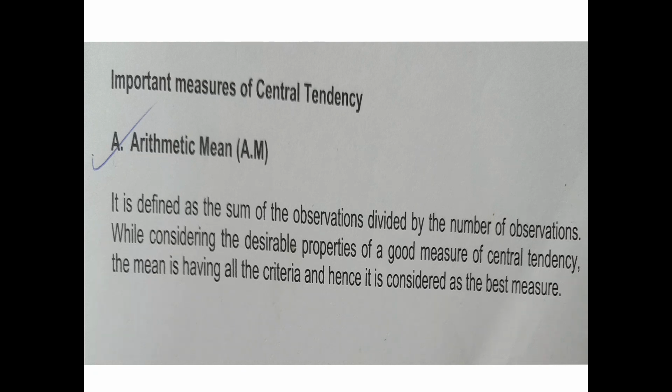So what do we mean by arithmetic mean? It is defined as the sum of the observations divided by the number of observations. While considering the desirable properties of a good measure of central tendency, the mean has all the criteria and hence it is considered the best value. So while calculating the arithmetic mean, we divide the sum of the observations by the number of observations.